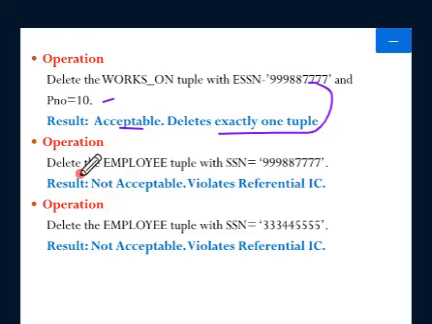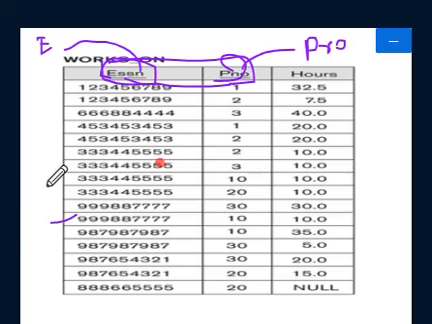Let us see one more. Delete employee tuple with SSN 99988. That means I am performing the delete operation on the employee to which the works on table is related. Hope it is clear for you. So here, when I am deleting the employee, in the works on table also, there are SSN numbers. These values are referred in works on table.